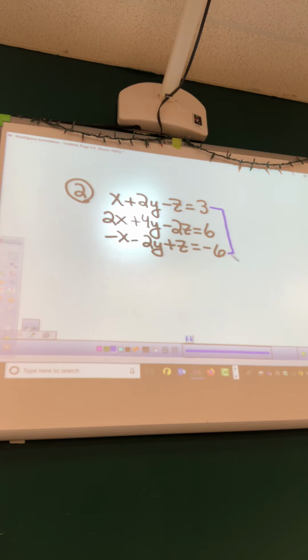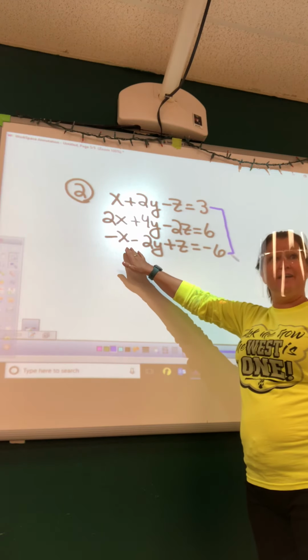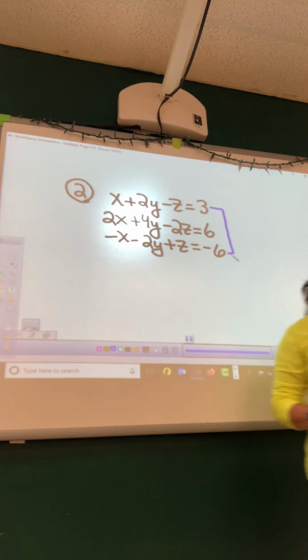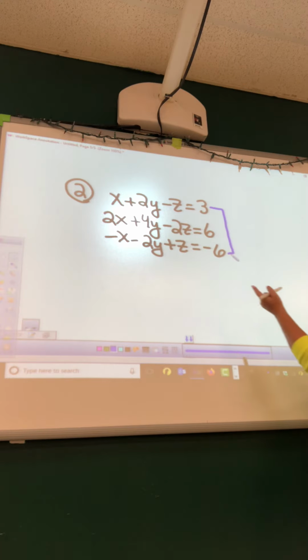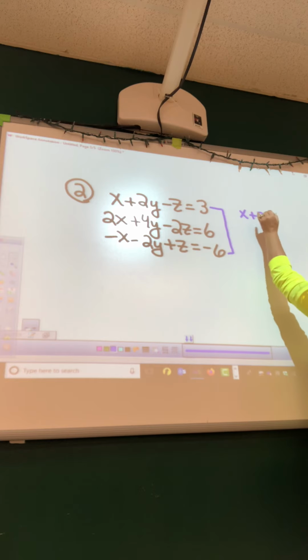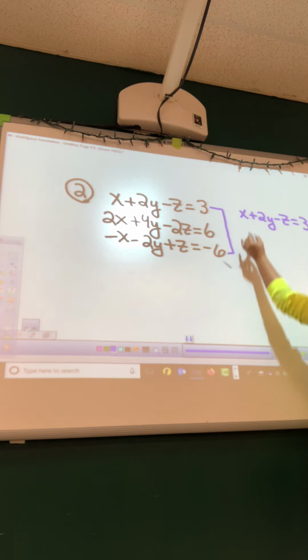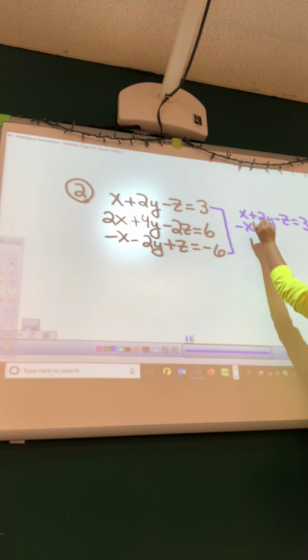Okay, say again. So when I look, he said they're opposites, meaning I have a positive x here and I have a negative x here. They're ready for elimination. So I'm going to go ahead and write those off to the side. We're not changing them. So I'm going to have my x plus 2y, just to keep my work all nice and neat, equals 3. I'm taking that third equation underneath it.